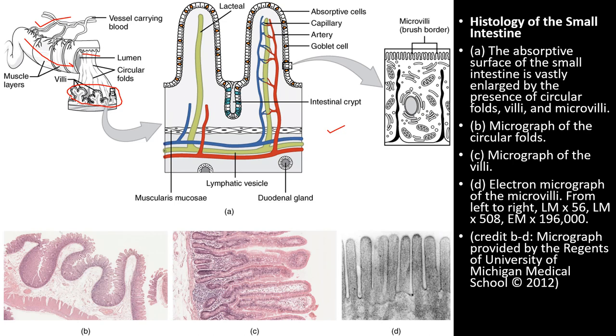These blood capillaries go to each and every villus along with something called the lacteal. The lacteal is basically a lymphatic vessel. As you can see here, these are the lymphatic vessels. So the lymph is flowing in this, and blood is flowing in the blood vessels.